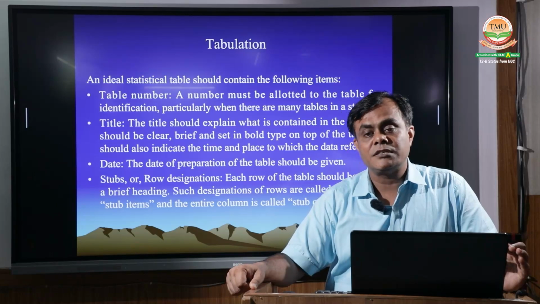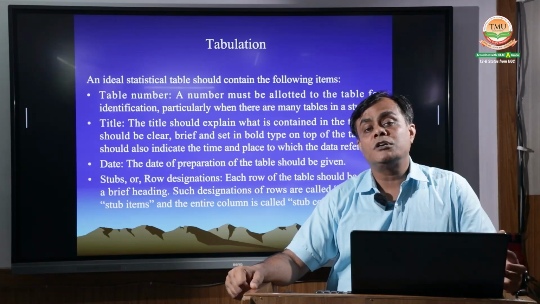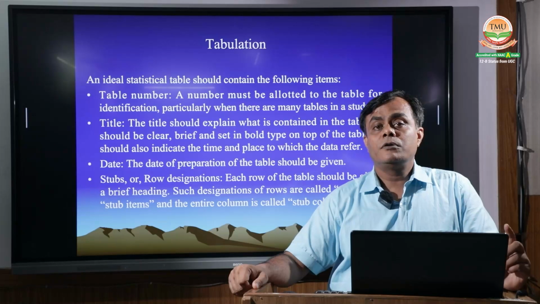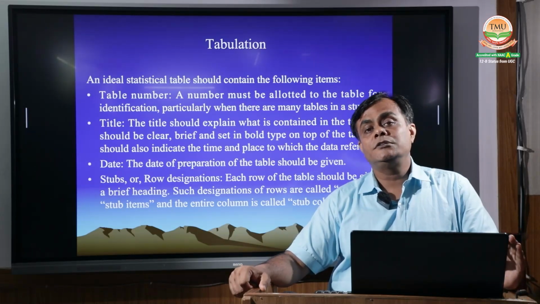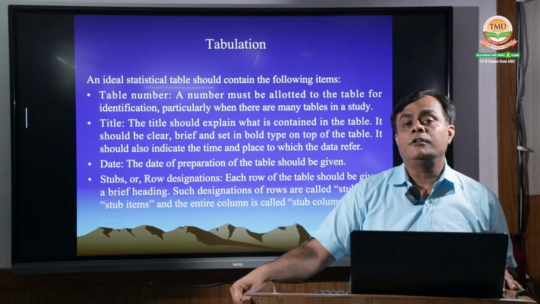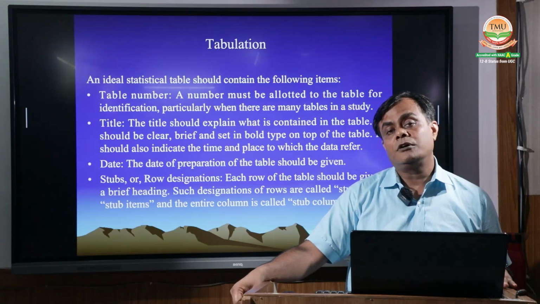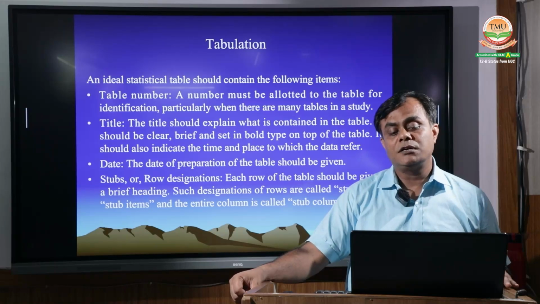So when there are many tables, or more than one table in the study, you have to allot a particular numerical number to each and every table, which is the unique identity of that table. So the numerical number provides unique identification of any table. The numerical number stands first in the ideal situation of statistical table drawing.